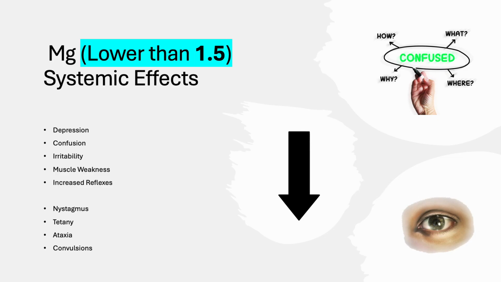Low magnesium levels, lower than 1 or lower than 1.5, have systemic effects of depression, confusion, irritability, muscle weakness, increased reflexes, nystagmus, tetany, ataxia, and convulsions. So, low magnesium levels: depression, confusion, irritability, muscle weakness, and increased reflexes.